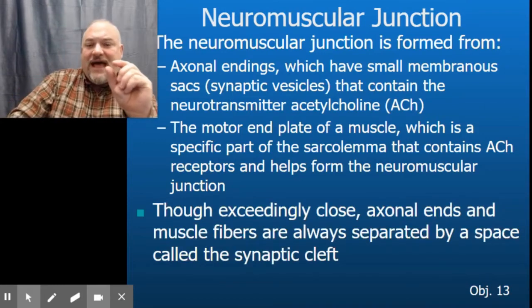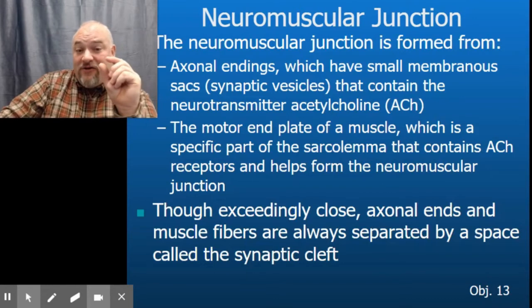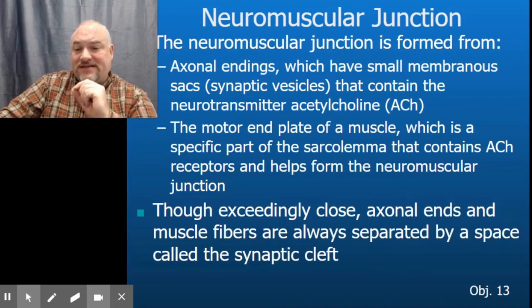Though the axon ending and the motor end plate are very, very close, they actually don't touch. They're separated by something called the synaptic cleft. The synapse is where one nerve attaches to another nerve, or in this case, where a nerve attaches to a muscle. That space between them, which is where the acetylcholine is going to drift through, is called the synaptic cleft. They don't touch.